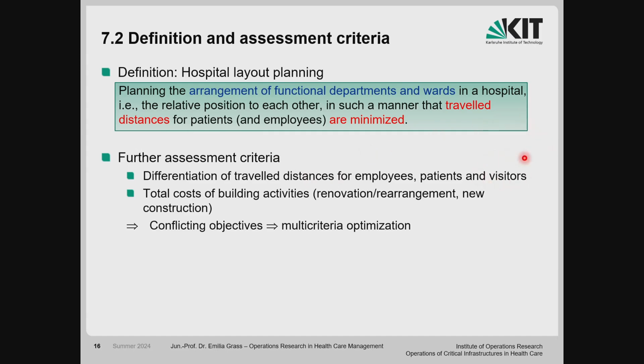Then, of course, the total costs of building activity, some kind of rearrangement when we see, okay, that was not a good idea to arrange these two units far away from each other, and it might be that we need some new construction. We saw that in one hospital where they built an entirely new surgical ward and built new surgery rooms. And of course we can have these conflicting objectives, where we have to differentiate: do we want to minimize cost, do we want to minimize travel cost, or to maximize quality?